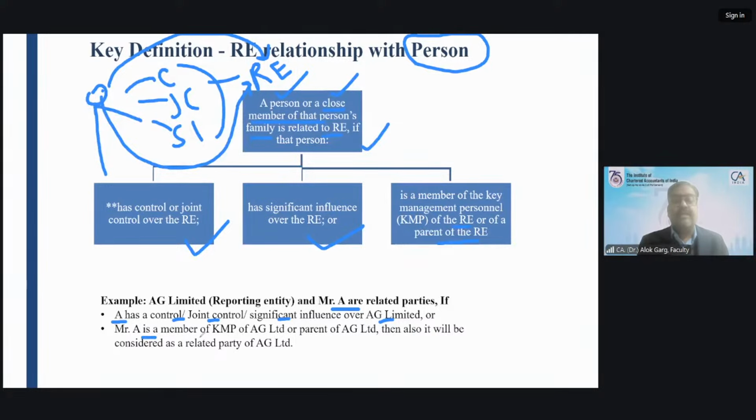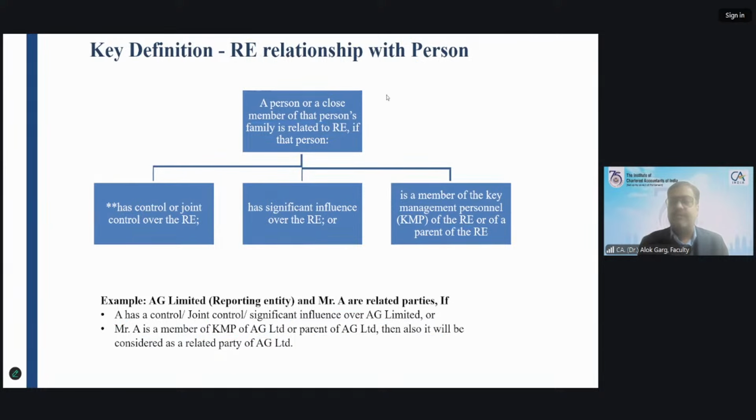For example, Mr. A is a member of KMP of AG Limited. Member of KMP means KMP. Mr. A is a managing director of AG Limited. Or Mr. A is a managing director of parent of AG Limited. Then also it will be considered as a related party of AG Limited. Clear? I hope this is clear to all of you.